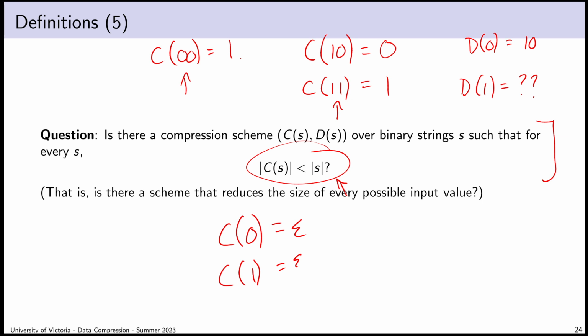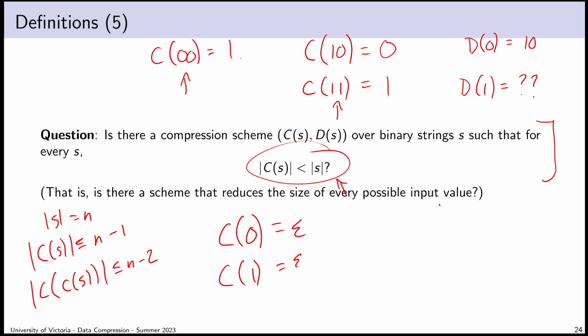And even worse, what if I try and compress the same thing over and over again? So I take some sequence S and I compress it. So we'll say, all right, we've got a sequence S and its size is n. And then the compressed sequence has to have size, at most, n minus 1. And then if I run it through the compressor again, it has to have size at most n minus 2.